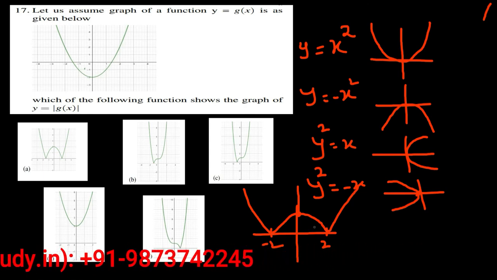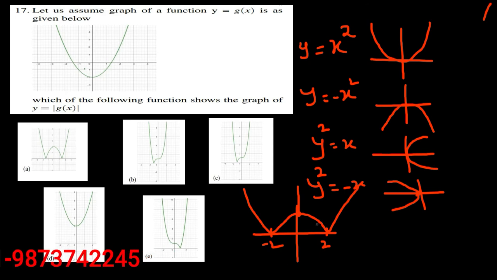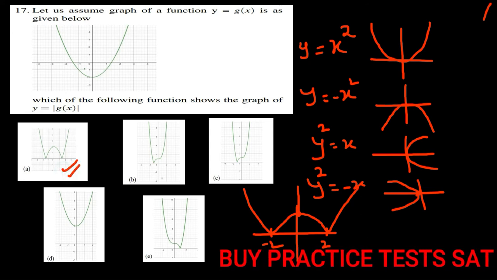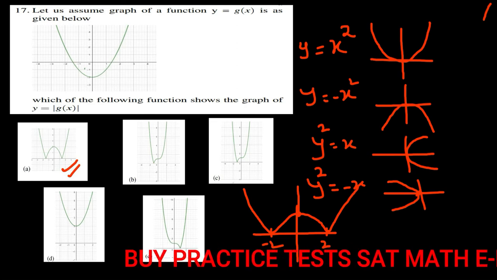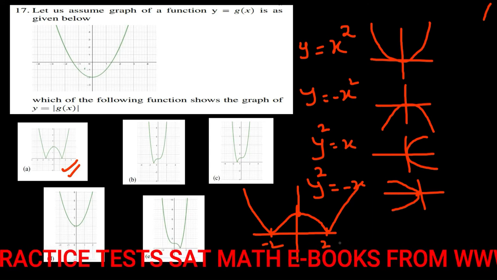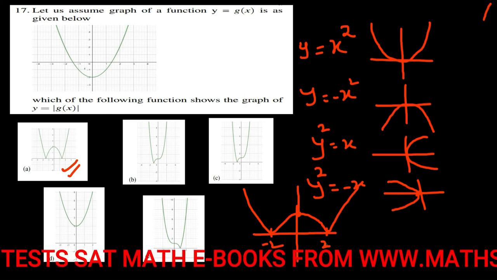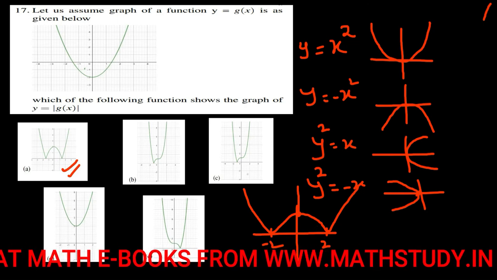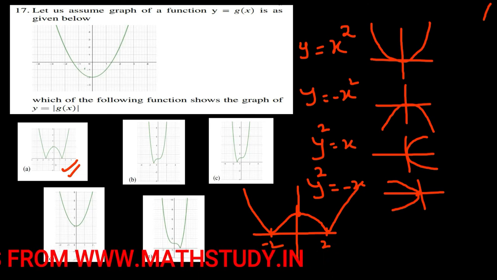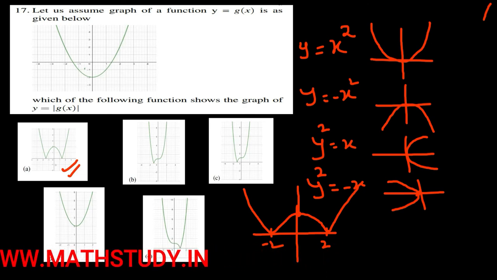If we match this particular graph, we find that option A is the required result. So option A is our required answer. Here we have basically assumed the points as minus 2 and 2, but logically the graph will be like option A, because we don't have the values given in this question, but the pattern of the graph remains the same. So that was our question number 17.